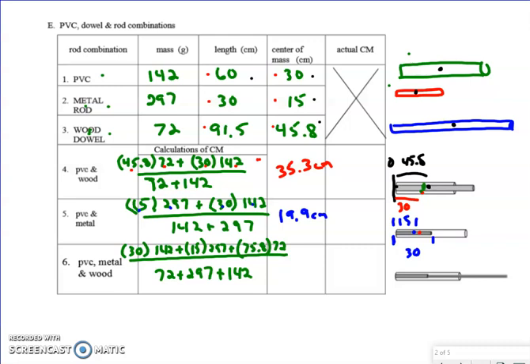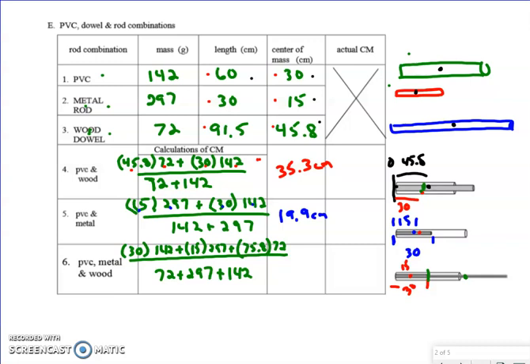And then lastly, for all three, it's the same idea. There's just one little trickier part, and that's for the wooden dowel. So I have the metal rod, there's my 15. I have the PVC, there's my 30. But for the dowel, I got to do two minor calculations. I have to find its center of mass. Well, you already know that. And that center of mass is 45.8.